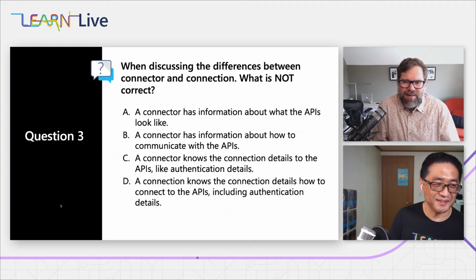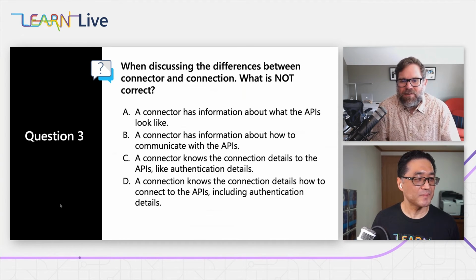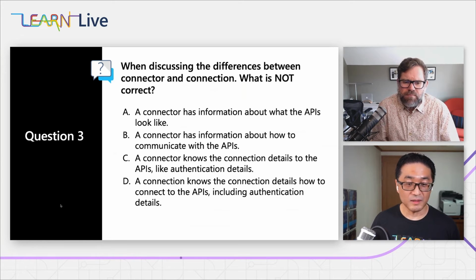It looks very similar between option C and D. Yeah, it can be tricky. All right, but which one is not correct? Well, we know A sounds like it's correct though, right, Justin? That must be correct. A connector has the info about what the APIs look like. So A is correct. And then B is also correct. And the audience says around half of the audience chose option C. What is the answer, Matt?